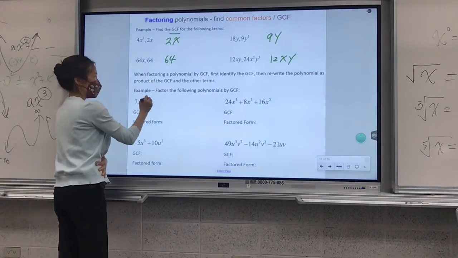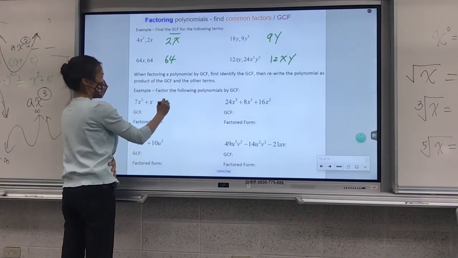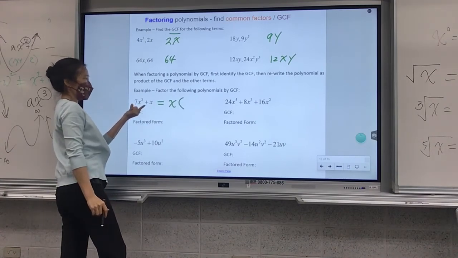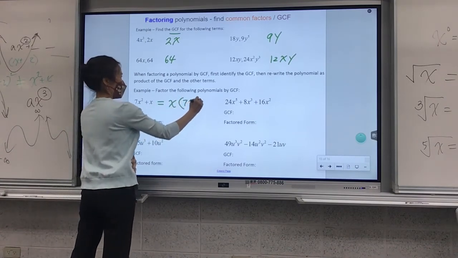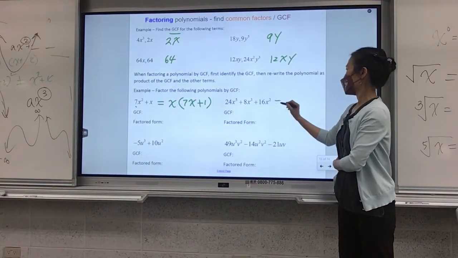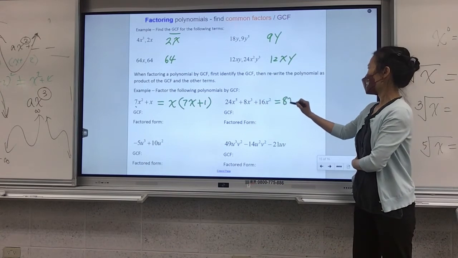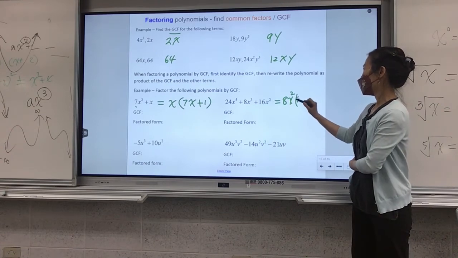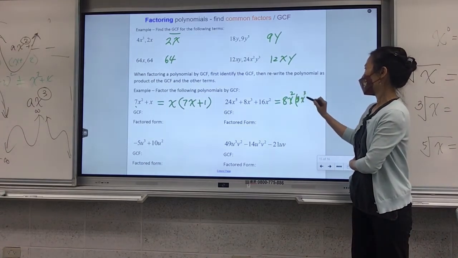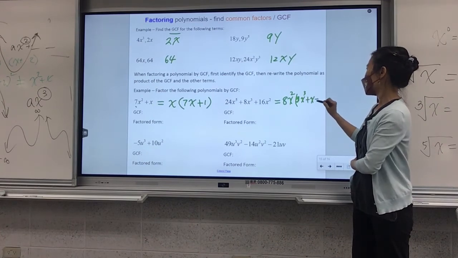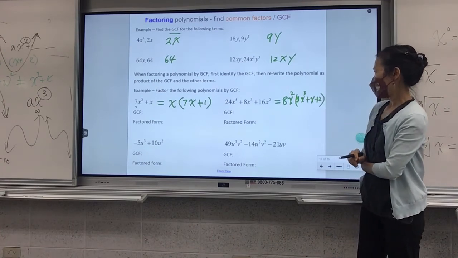So can we write this in factored form? What happens when you factor the x out? 7x plus 1. Excellent. 8x squared. Then 3x cubed plus x plus 2.